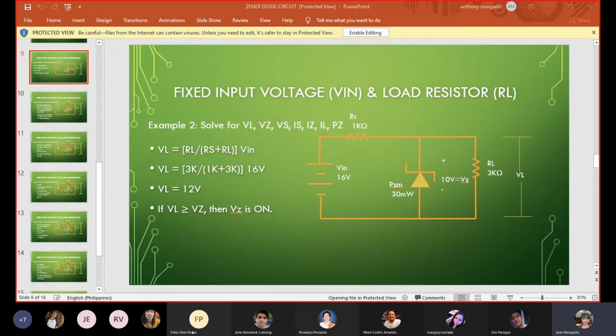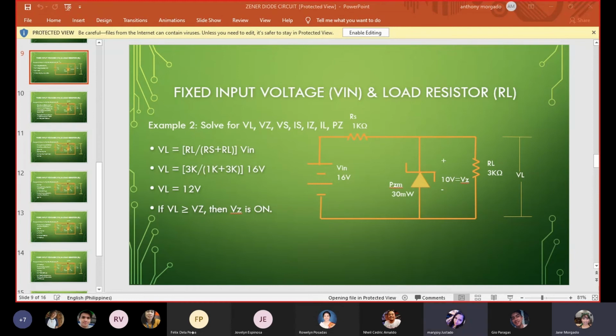Since now we're able to determine that Zener diode is on with Zener voltage of 10 volts, therefore the voltage across RL is now equal na rin sa VZ or 10 volts. Kasi kung 10 volts to, dapat 10 volts din siya. Bakit?